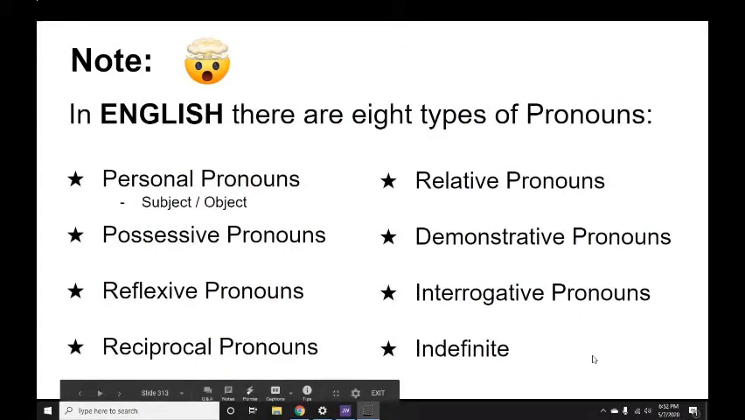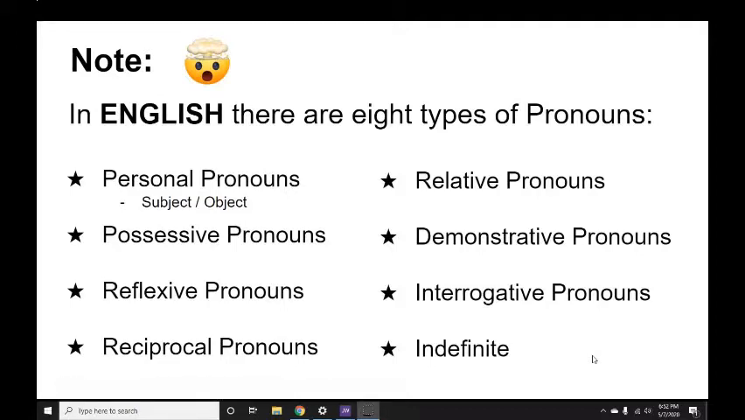In English, there are 8 types of pronouns. Whether you remember that or not, it kind of surprised me when I went back and reviewed that there are 8 different types of pronouns. The ones that we're going to focus on are the personal, subject, and object pronouns.